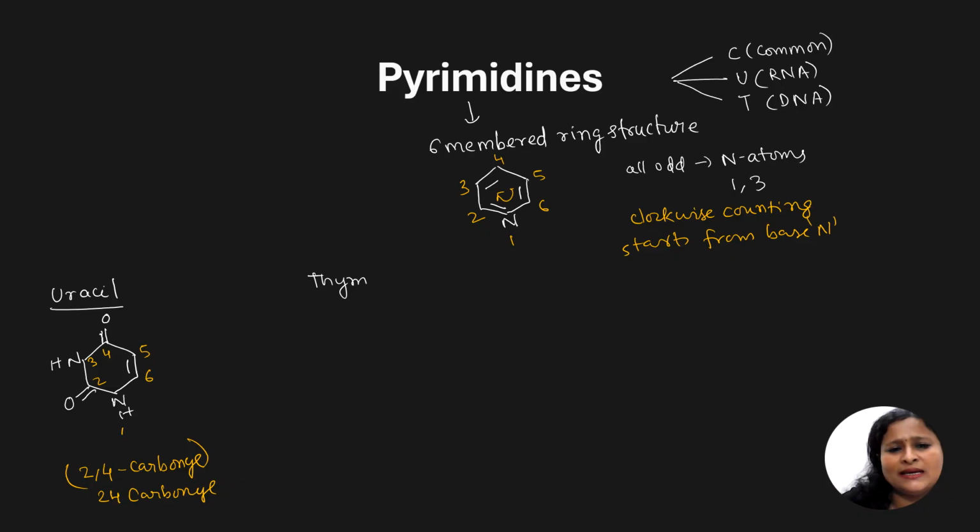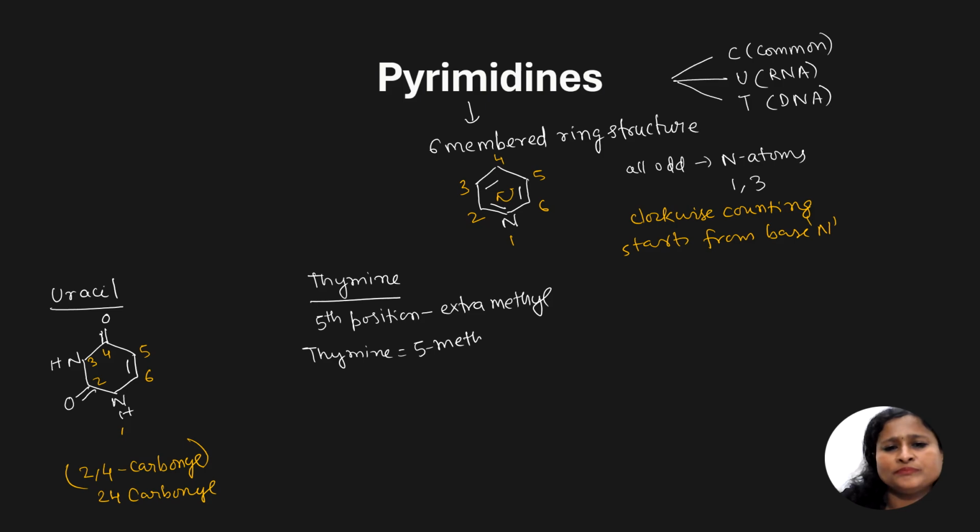Thymine structure is exactly similar to uracil, only in the fifth position they have an extra methyl group. So you can write thymine is equal to 5-methyl uracil. So what do you do here?